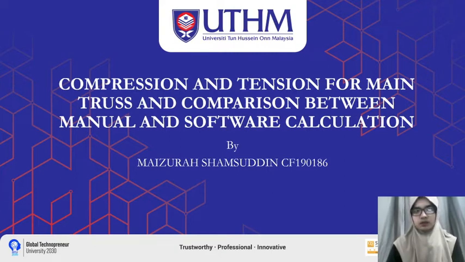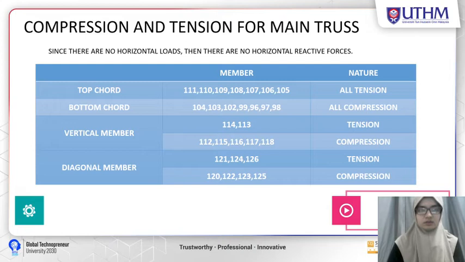I will talk about compression and tension for the main truss and the comparison between manual and software calculation. Compression and tension for the main truss. The top chord members, all nature are tension. For the bottom chord members, all nature is compression.